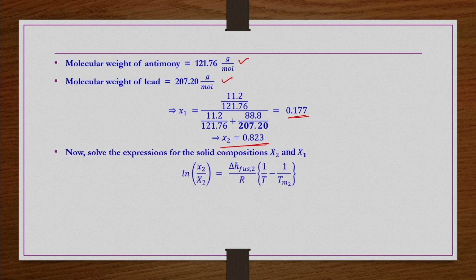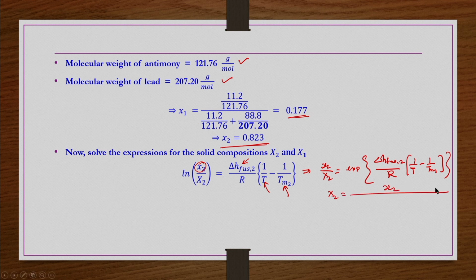So if you substitute here in this equation and give this eutectic temperature, Tm2 is given and delta H fusion is also given, you just obtain x2. So from here, small x2 by capital X2 is equal to exponential of delta H fusion 2 divided by R multiplied by 1 by T minus 1 by Tm2, and then from here capital X2 is nothing but small x2 divided by exponential of delta H fusion 2 by R multiplied by 1 by T minus 1 by Tm2. So this is what we have.